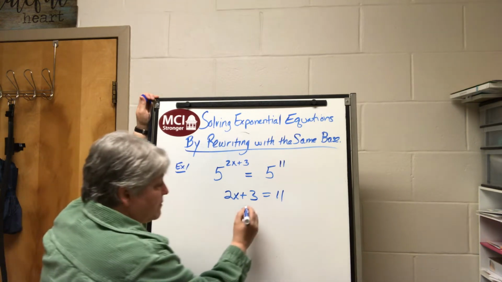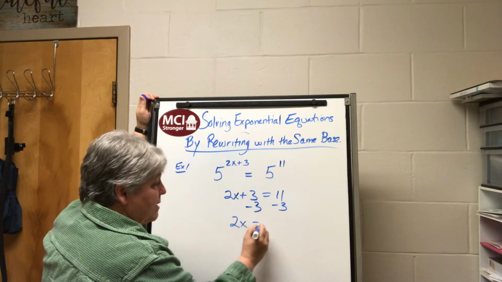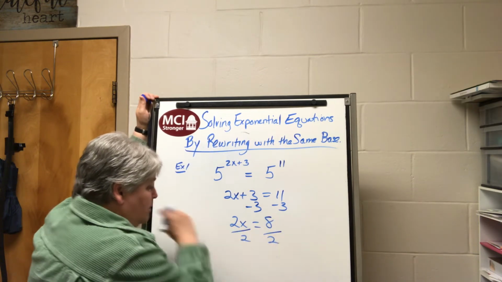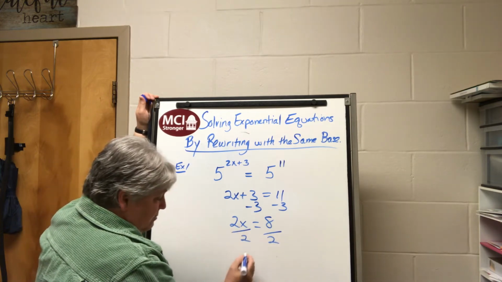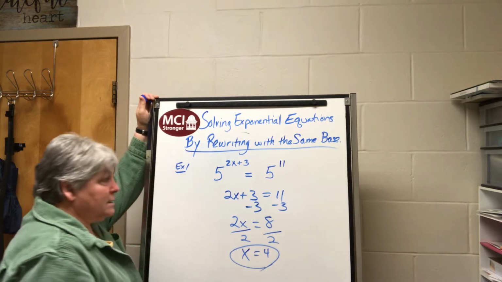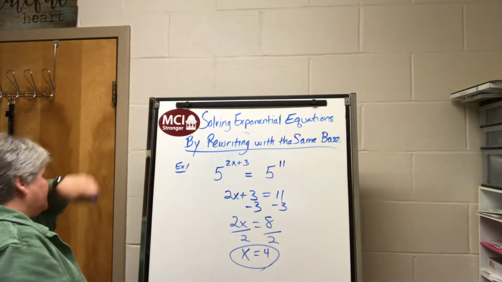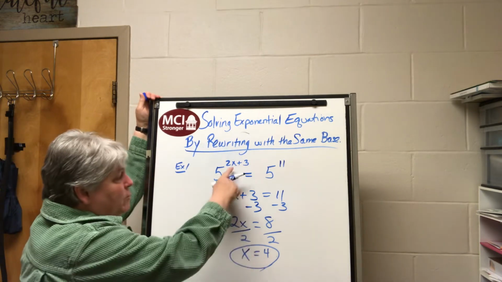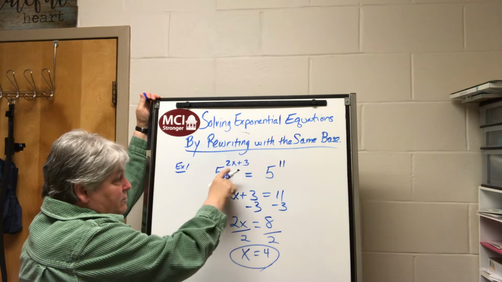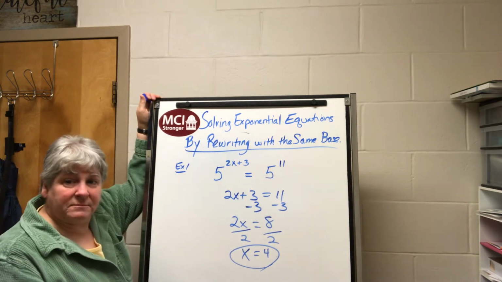And then you just solve it like any old Algebra 1 student would. 2x is equal to 8, and therefore, dividing by 2, x ends up equaling 4. If you didn't believe that this was accurate, if I put a 4 in right here and found out what 2 to the 2x plus 3 is, it would come out the same as that would as well.